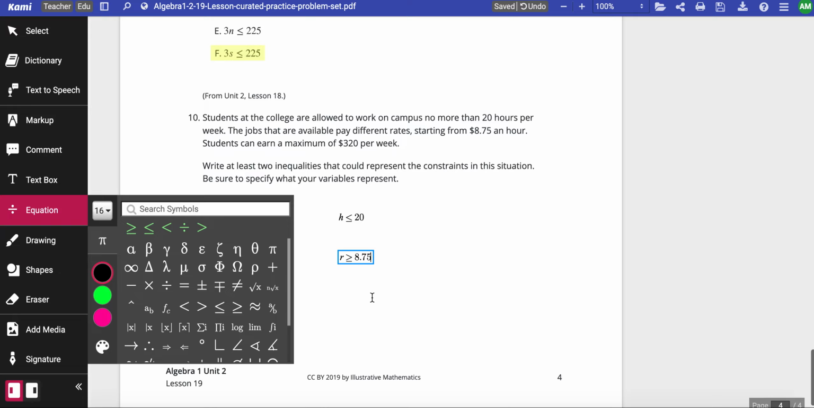If you wanted to calculate how much they can earn, a maximum of $320 per week, I would take my R times H. Like if you worked at a grocery store and you worked so many hours per week and you wanted to calculate how much you would get paid, you have your rate, your pay per hour, times however many hours you work, that will give you your money per week. Now they said they can earn a maximum of $320 per week. So they can make $320 or they can make less, but they can't make more. So it would be less than or equal to $320.